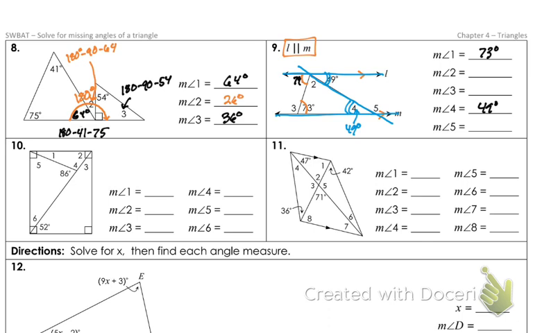So to get to 5, we're just going to start with 180. And we're going to subtract away the 49. Does that make sense? Because those two things added together equal 180. So subtract away the 49. And we should have 131. So 131 for angle 5.